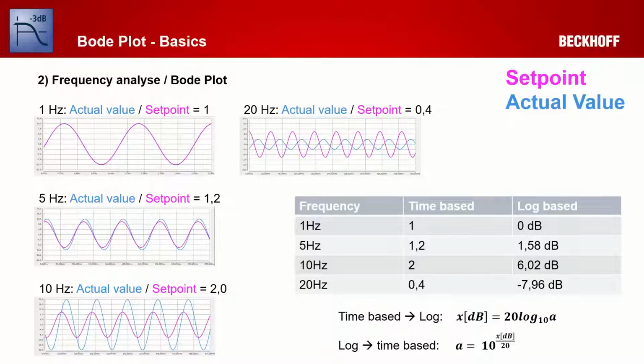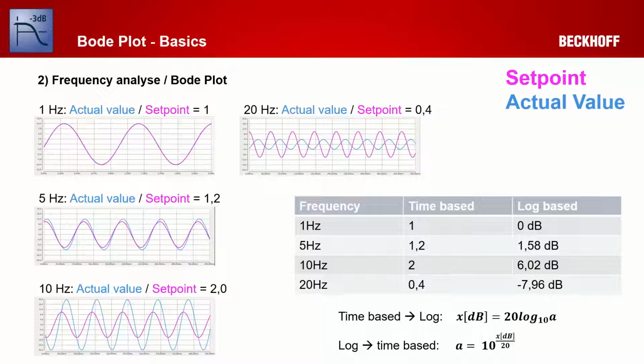The third frequency is 10 Hertz. And you can see the actual value is much higher than the set point. There's a factor of 2 in between, so the system is overshooting a lot. And with 20 Hertz, you have the opposite behavior. That means the system is not reacting anymore, or only with 40%. So there is a derating or a damping.